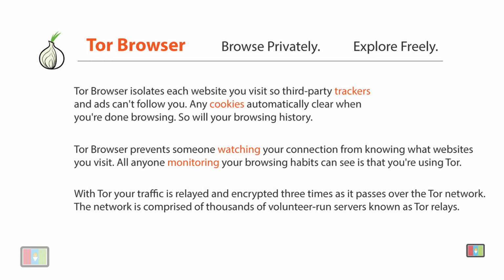Tor Browser prevents someone watching your connection from knowing what websites you visit. All anyone monitoring your browsing habits can see is that you're using Tor. With Tor your traffic is relayed and encrypted 3 times as it passes over the Tor network. The network is comprised of thousands of volunteer-run servers known as Tor relays.